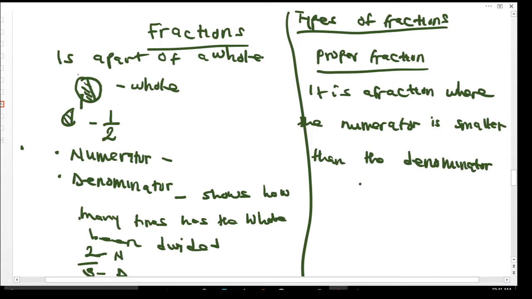For example, if you have 3 out of 7, this one is a proper fraction. Why? Remember we said a proper fraction has to do with the numerator, the upper number, being smaller than the denominator. So 3 is smaller than 7, therefore this one becomes a proper fraction. Then if you have 1 out of 7, it is also a proper fraction. If you are given 90 out of 1000, this one is also a proper fraction where 90 is smaller than 1000.